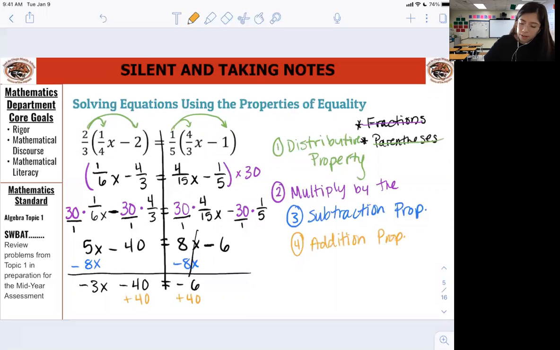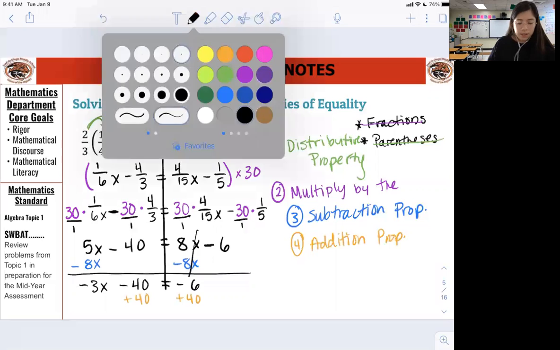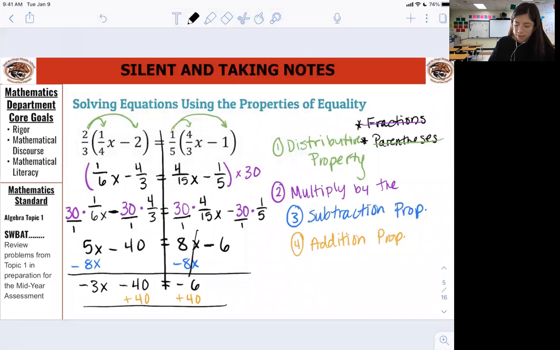Remember, you always want to think, what am I trying to get rid of in order to get x all alone? Who needs to go away? So the 40 has got to go away because that x needs to be alone. So what's -6 plus 40? 34. Good.